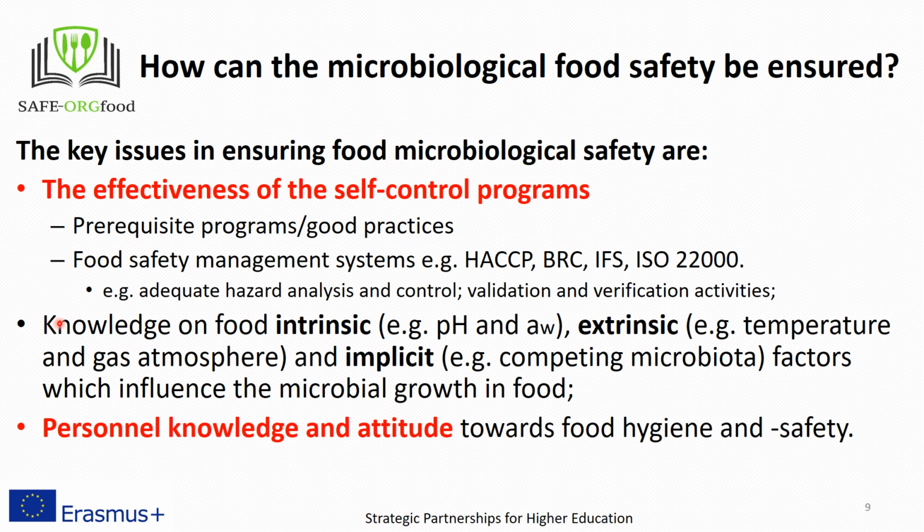The question may arise, how can microbiological food safety be ensured? We can say that the key issues in ensuring food microbiological safety are the effectiveness of the self-control programs, including prerequisite programs and food safety management systems. There is a need for adequate hazard analysis and control. Validation and verification activities should be appropriate, and generally, HACCP systems need to be effective.